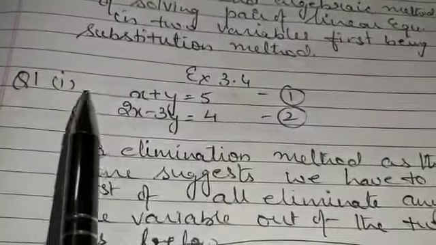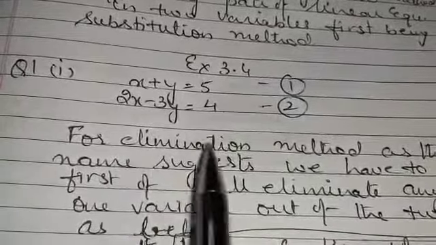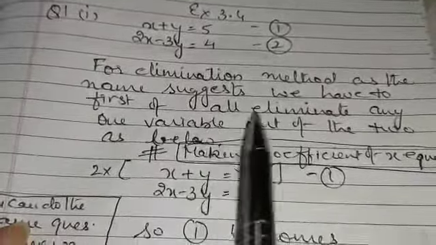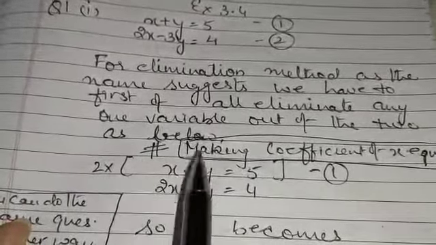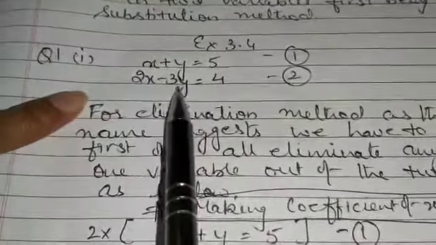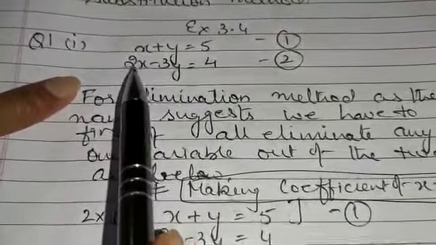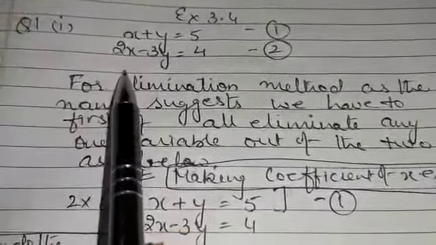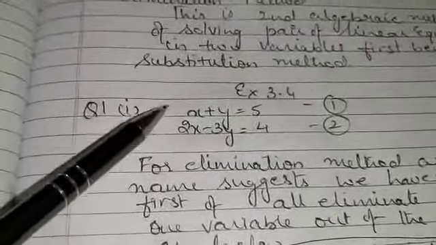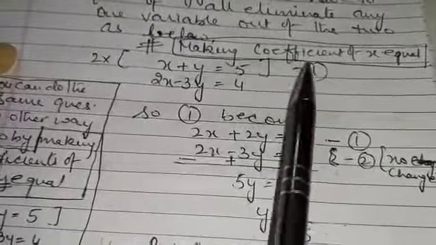In the first part I have taken x plus y is equal to 5, 2x minus 3y is equal to 4. Elimination method, as the name suggests, means we have to first eliminate any one variable out of the two variables, x and y, in both the equations. What is the method to eliminate any one of them? The method is to make the coefficient of either x or y equal. Here I am going to make the coefficient of x equal.